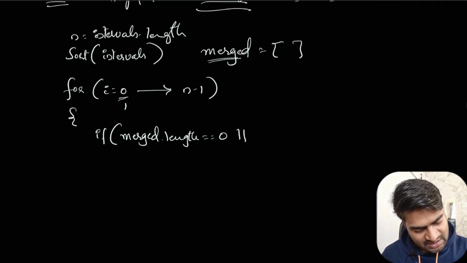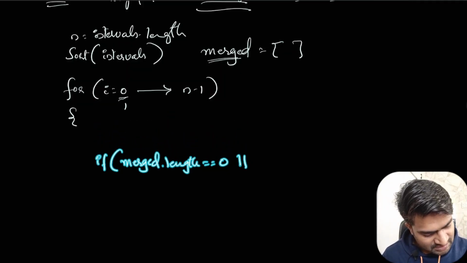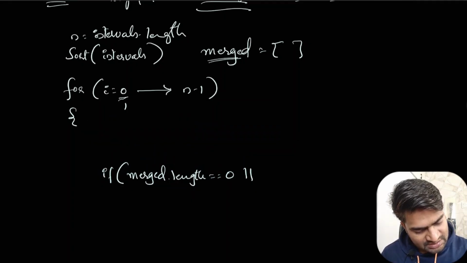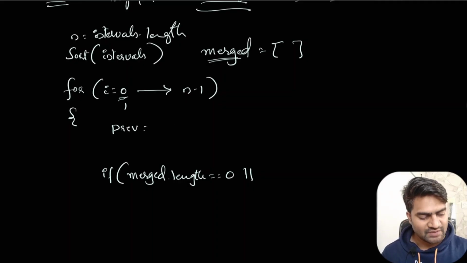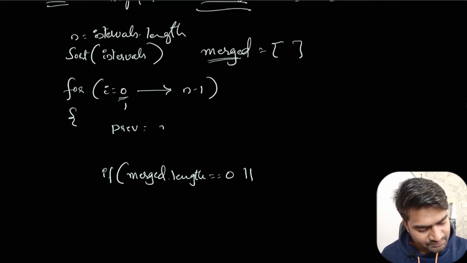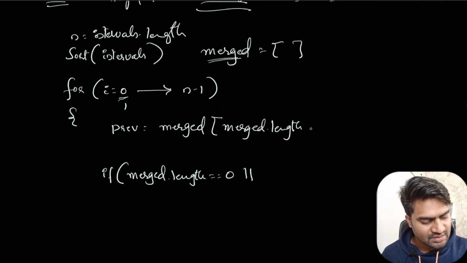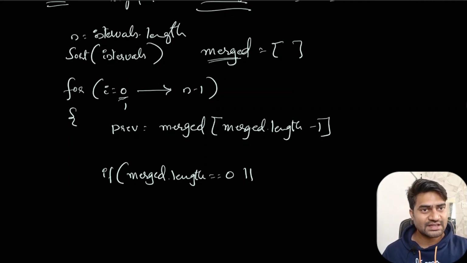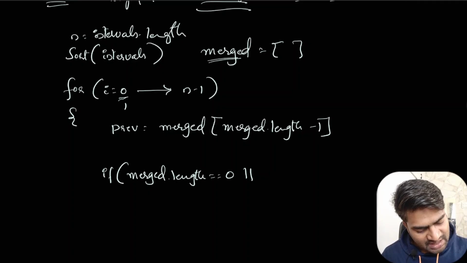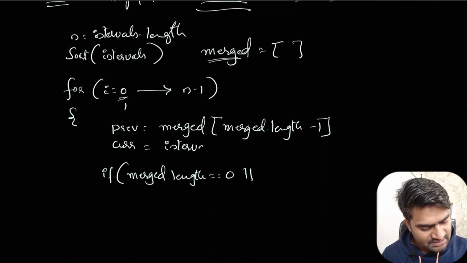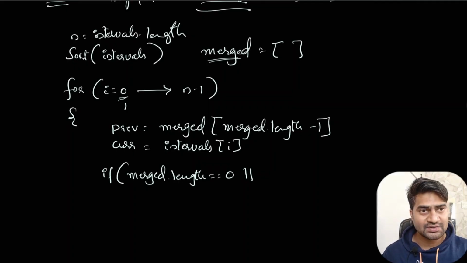So before that, what I will do, I will move this bit down. So I will say my previous element will be merged dot length or size minus 1. So this will get us the last element in the merged array. Then our current will be intervals of I. Correct, right? So this is our current interval what we are trying to process.